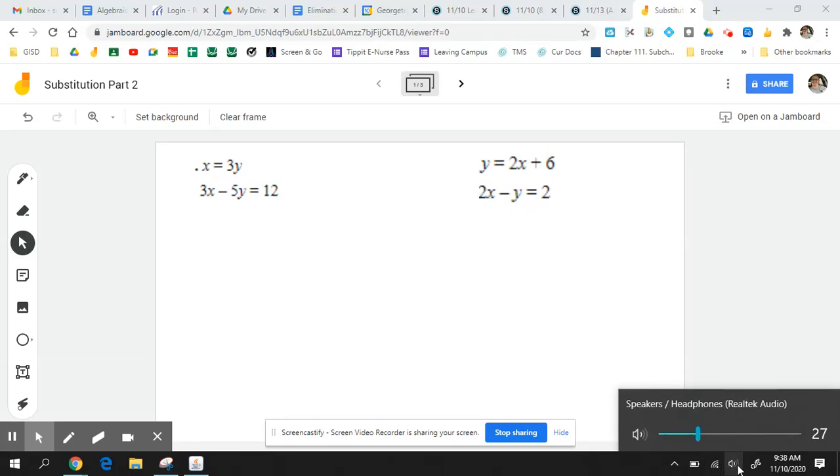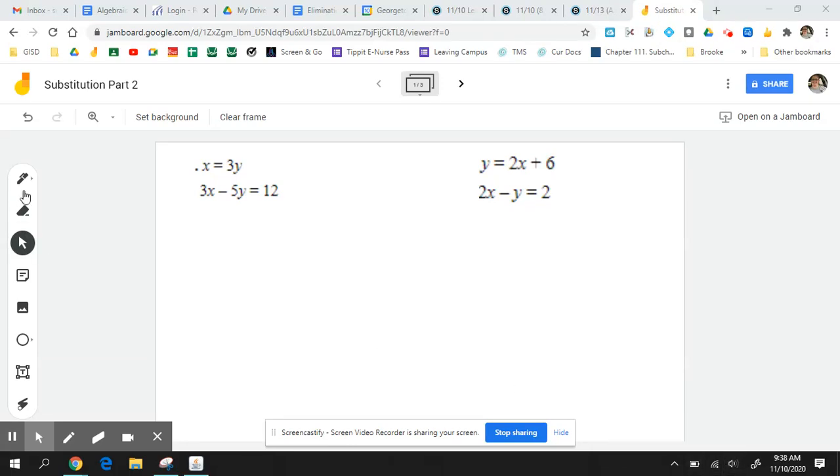Hey everyone, today we are going to look at substitution, but part 2. With this substitution, we have a variable solved for. We're still going to plug into that second equation, but if you notice, both equations are not solved for a variable, only one is. All right, so we're going to plug that into that second equation, just like what we did on part 1.